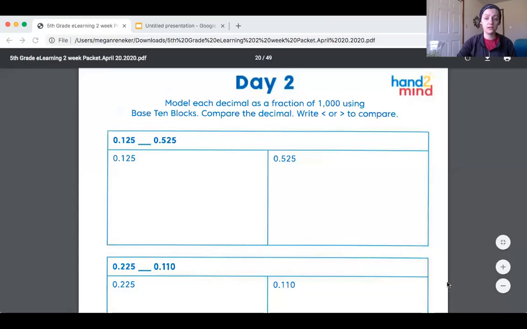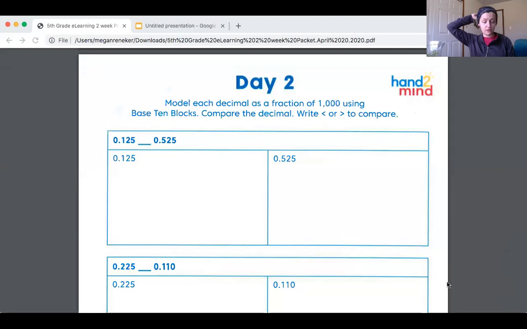Hi everyone, in this video we're going to talk about how to compare decimal numbers using both models and number lines. So to get us started, I'm going to pull up week 3, day number 2 of our packet and show you what example problems we're going to be talking about.